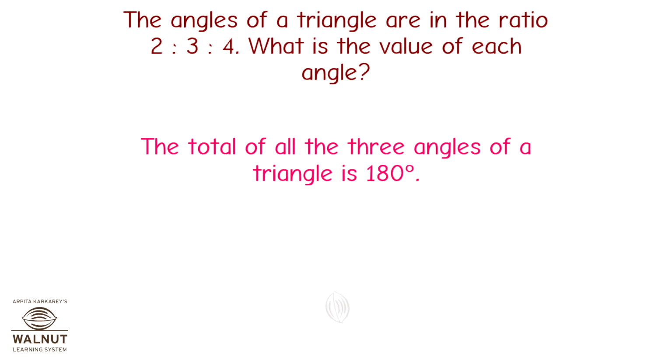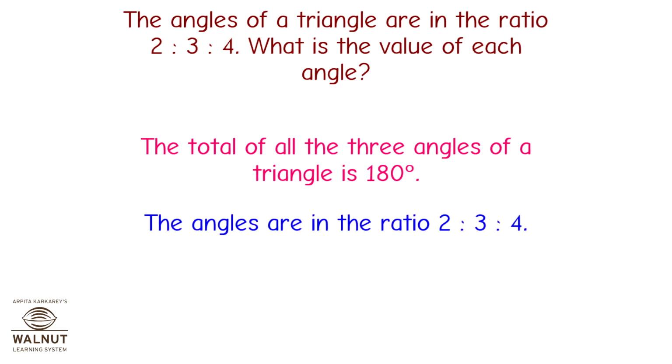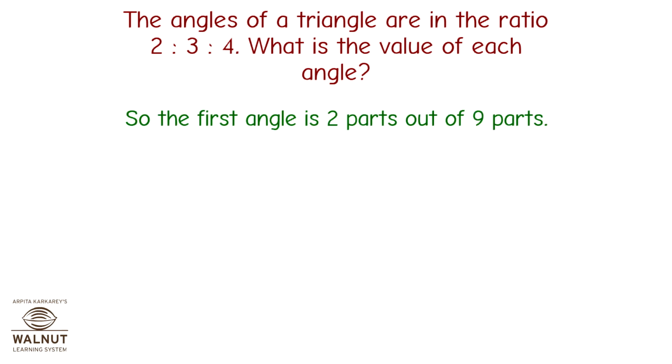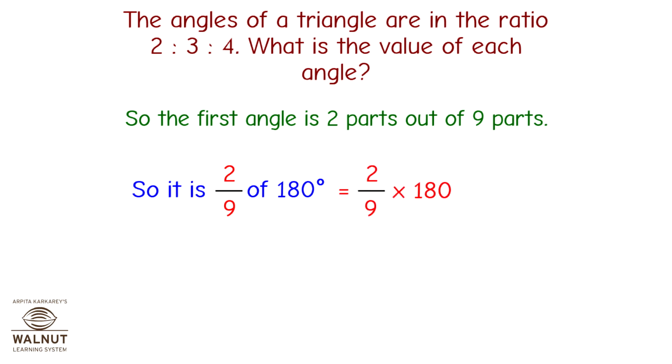The total of all the 3 angles of a triangle is 180 degrees. The angles are in the ratio 2:3:4. What are the total parts? 2 plus 3 plus 4 is equal to 9. So the first angle is 2 parts out of 9 parts. So it is 2 upon 9 of 180 degrees. That is equal to 2 upon 9 into 180 is equal to 2 into 20 is equal to 40 degrees.